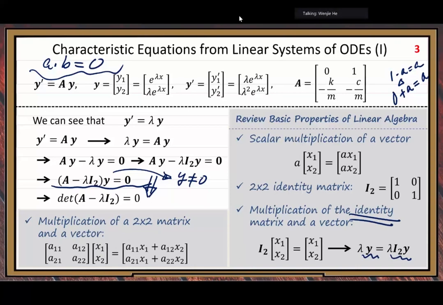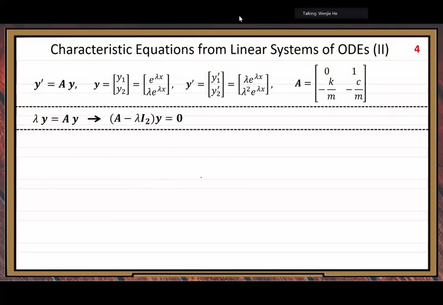So there is a definition of the determinant. The determinant must be 0. Then we can find a non-trivial solution of this homogeneous system. Next, let's look at the determinant. Now we have this condition we can use.